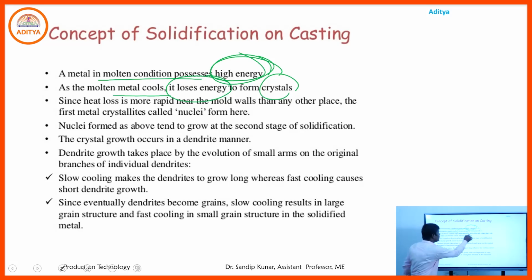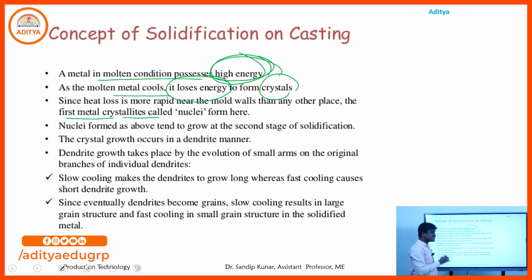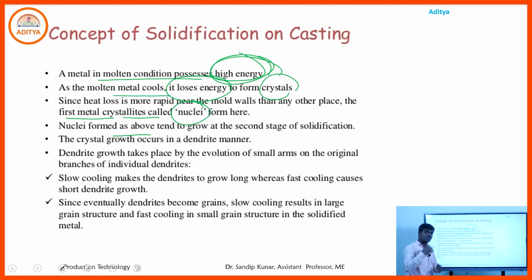When heat is extracted from the mold surface, the first metal crystals, called nuclei, start to form. Then the nuclei formed tend to go to the second stage of solidification, which is crystal growth. The nuclei form, then they are converted into crystals.